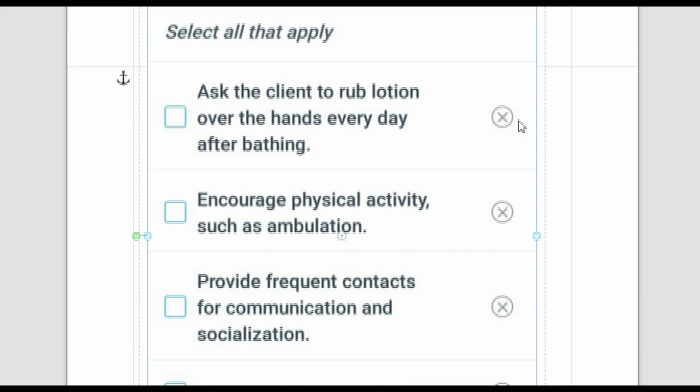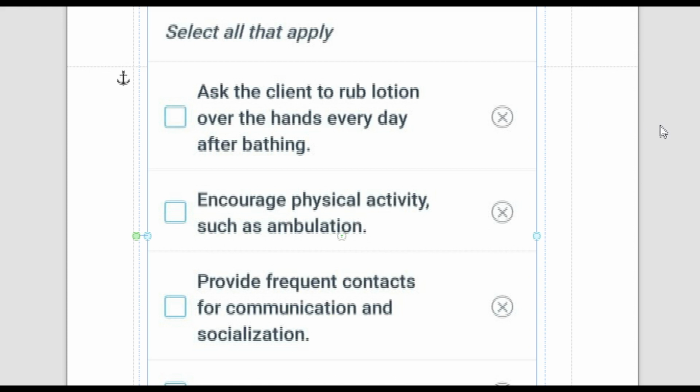Choice A. Ask the client to rub lotion over the hands every day after bathing. How is this addressing their need not to apply the mittens? How is this addressing their anxiety issue? This is not, right? This might address their issue of chewing the fingers and not having the skin rubbed raw, but we didn't have the cue for that. Our cues are for anxiety and the non-use of the mittens. So don't pick A.